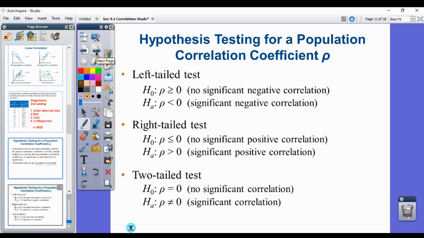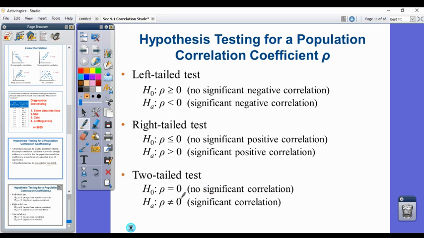All right, so here we have our three different options for testing. If we have a left-tailed test, our null hypothesis means we're going to have no significant negative correlation, and the alternative means there's significant negative. For our right-tailed test, it's the opposite of that: no significant positive or significant positive. And then when we have our two-tailed test, we're just going to say no significant correlation or significant correlation, okay?